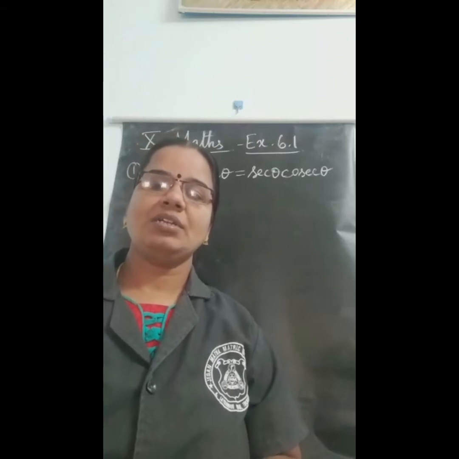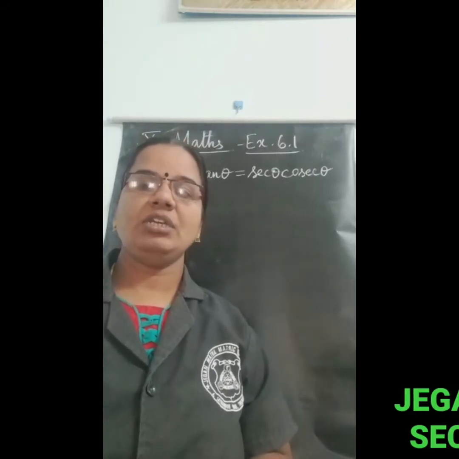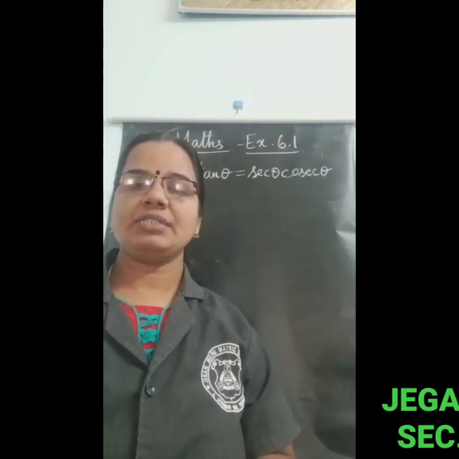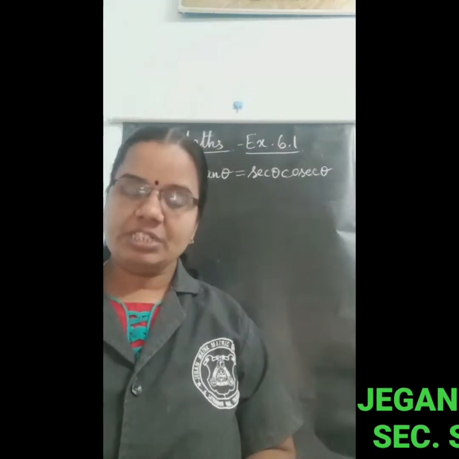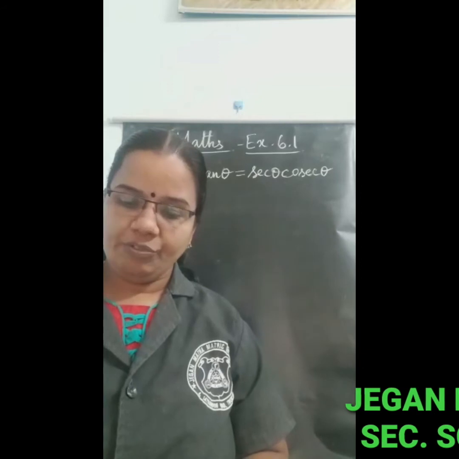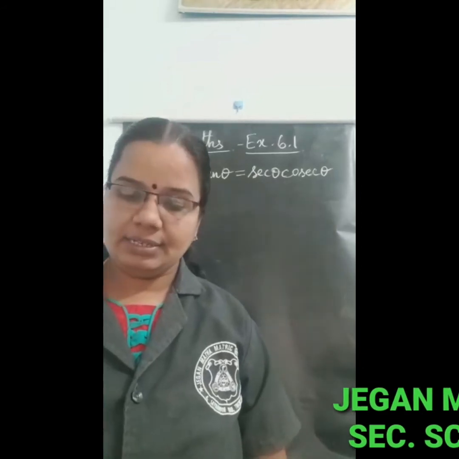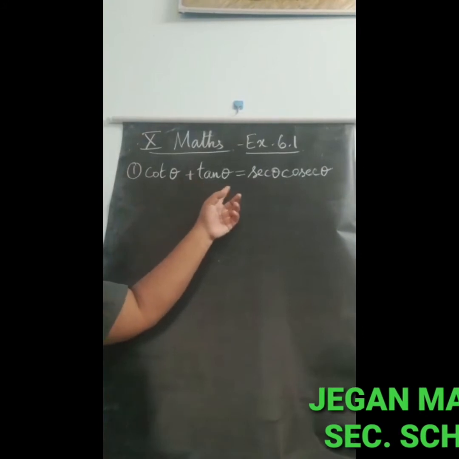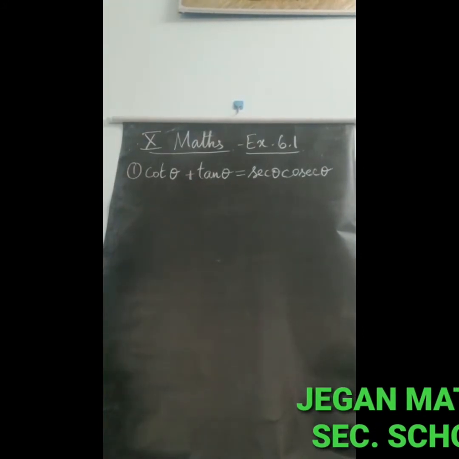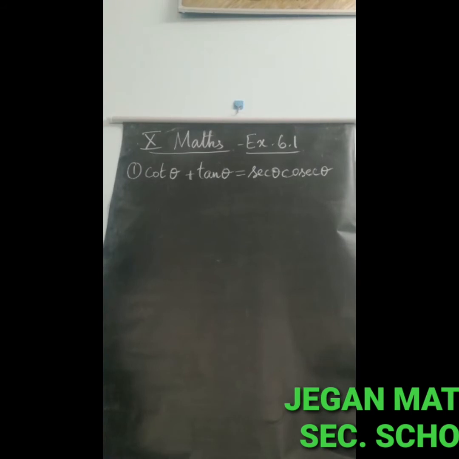Hello students, today we are going to see 10th standard maths chapter 6 exercise 6.1. First question, prove the following identities. First one is cot theta plus tan theta is equal to secant theta cosecant theta.